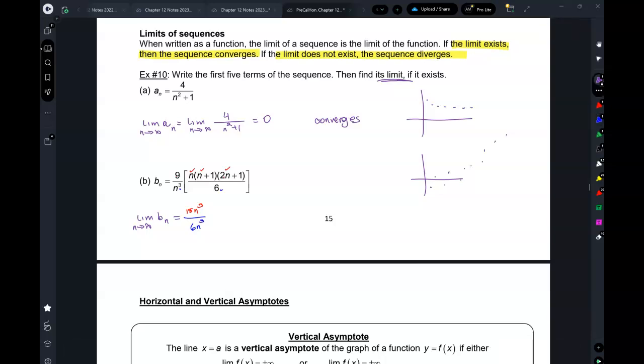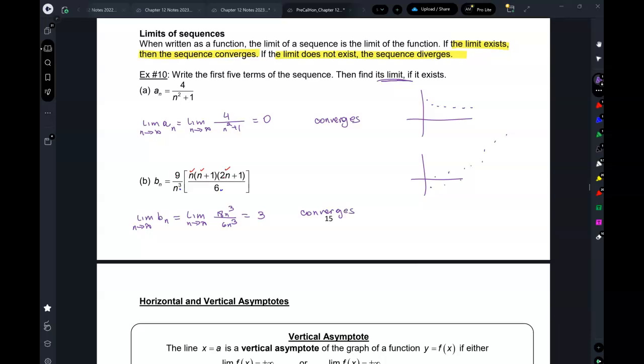I just lost a point on a test, because what did I forget? I didn't put the limit. So this should be the limit as n approaches infinity of 18n cubed over 6n cubed. So that's just 3, so this too converges.